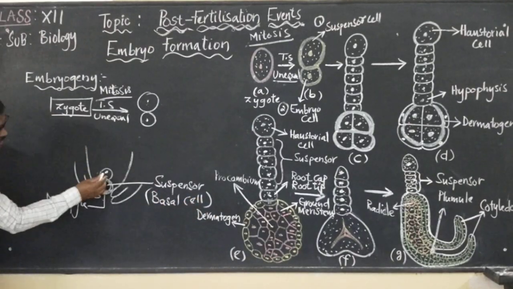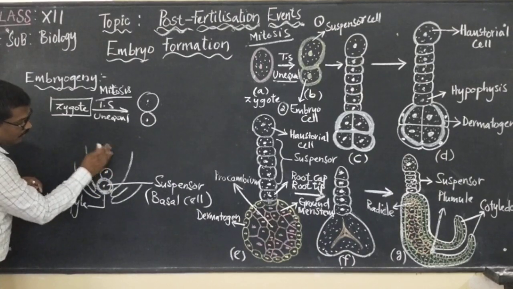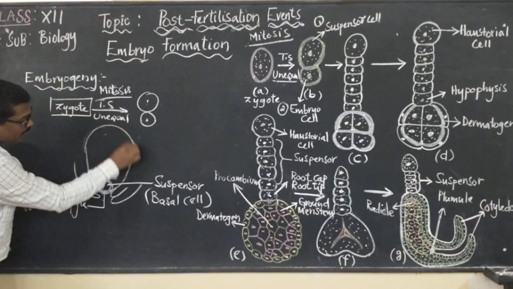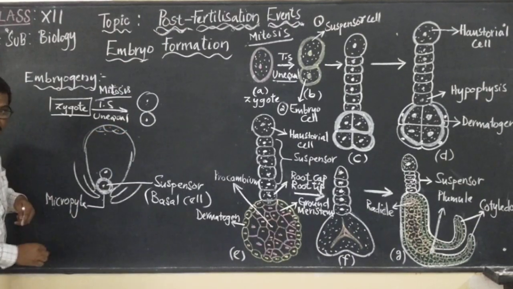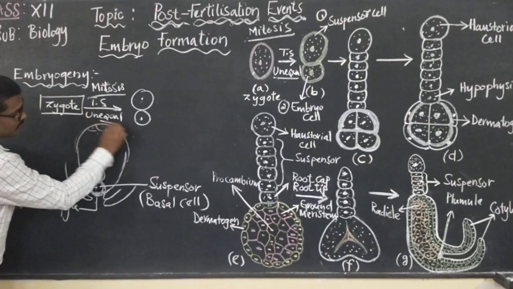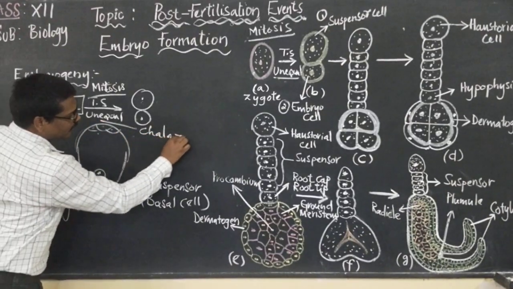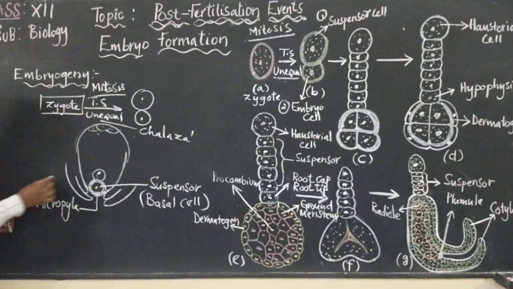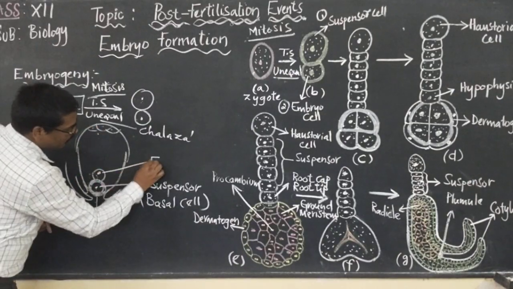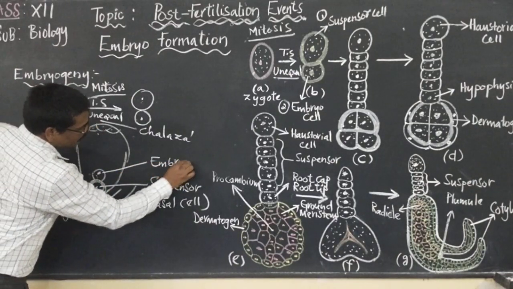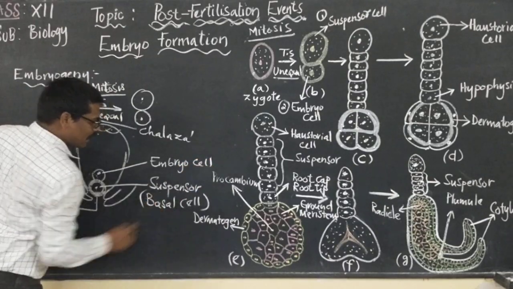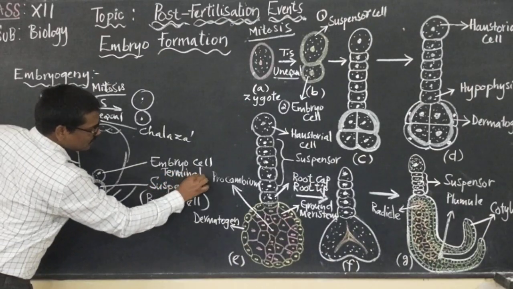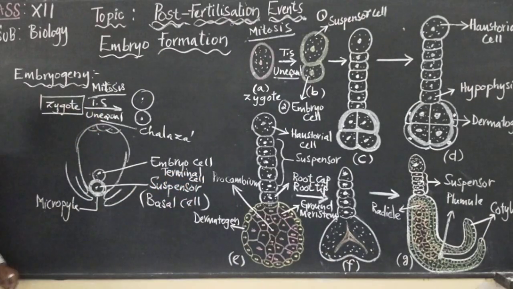And the one which is towards the other end, the chalazal region, where in the embryo sac the antipodal cells will be, we call this region chalazal. So the small cell which is towards the chalazal region we are calling the embryonal cell, or in simple terms the terminal cell. This is the terminal cell. Please remember this.